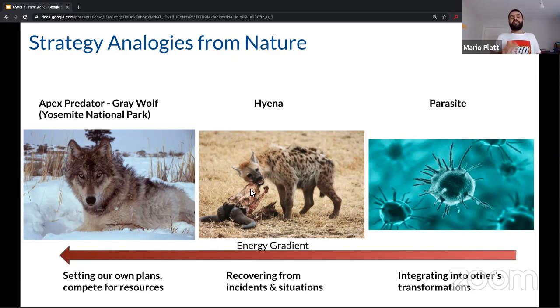And I like to think of this from an energy gradient perspective. So ideally, I'm going to have parasite type strategies. If I can't do that, can I do a hyena type strategy on a problem? And if not, and that's the last thing because it's the most expensive in terms of energy, I go for asking for direct budget to make my security transformation.